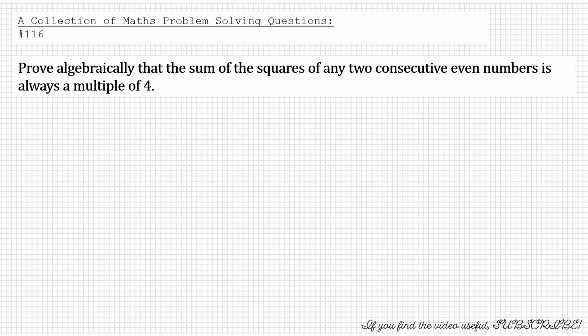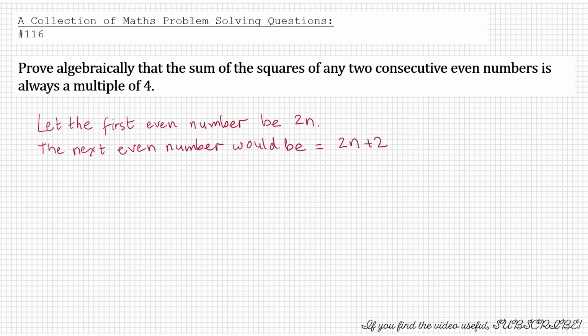So we start by writing the first even number and assume that it's 2n, because all even numbers are multiples of 2. So 2n is the first even number. 2 is the first even number, 2 times 1 when n equals 1. So the next even number would be 2n plus 2, not 2n plus 1, because if n equals 1, then 2n plus 1 would give you 3. So it's 2n plus 2 always.